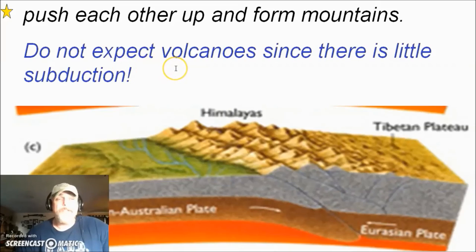Here's one thing, however, that's different from when you have an oceanic plate colliding with a continental plate or oceanic versus oceanic. You should not expect volcanoes here since there's very little subduction. So you're not going to get a lot of that rock melting into new magma, and you're not going to get that additional pressure from underneath causing volcanoes.